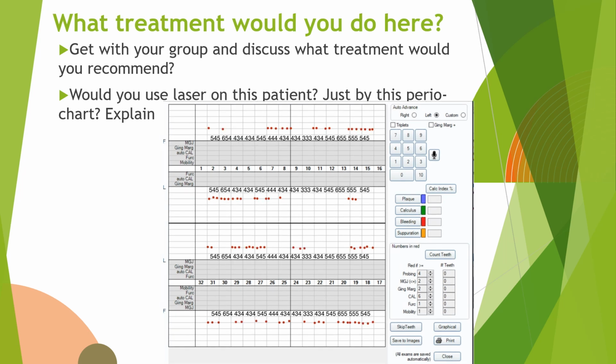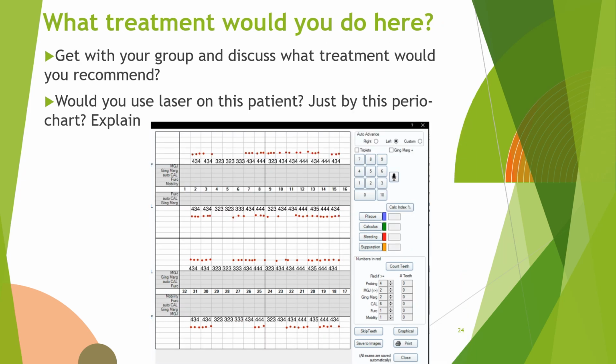Here's another scenario. The previous one was a healthier patient, with just localized bleeding in a few areas. Here is more of an SRP patient. Here I would hope my groups would talk about LAPT and propose a deep cleaning, an SRP with the laser.